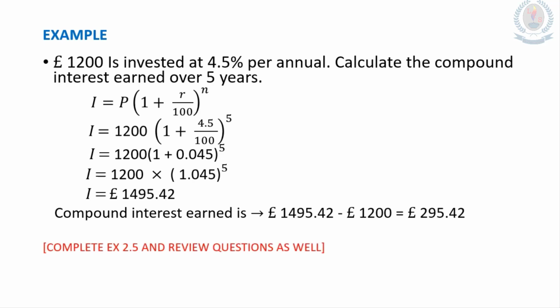With the compound interest, 1,495.42 is the answer that comes by using this equation. If they ask only for the compound interest, what you have to do is subtract those two numbers. Then you can find the answer for only the compound interest. I think now you have understood everything this lesson included. Now try to complete exercise 2.5, the last exercise, and try to complete the review questions as well.